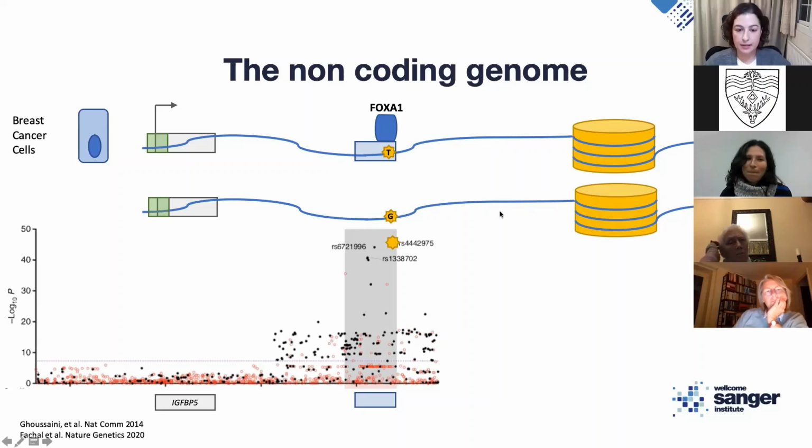And what it means is that when FOXA1 binds the T, the cell produces many copies of this gene called IGFBP5. Whereas with the G allele, that doesn't happen. There are still some copies being produced, but not in such a large amount. So that's how in this particular region, we made the link between this particular polymorphism and that gene.